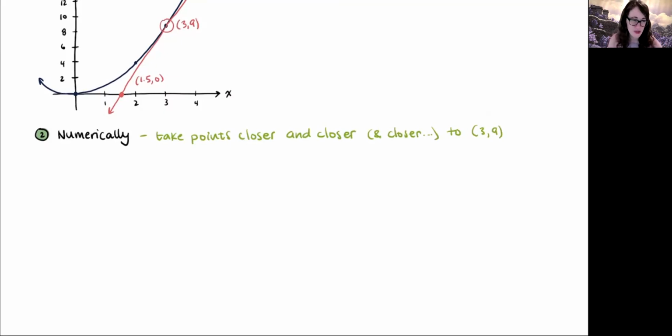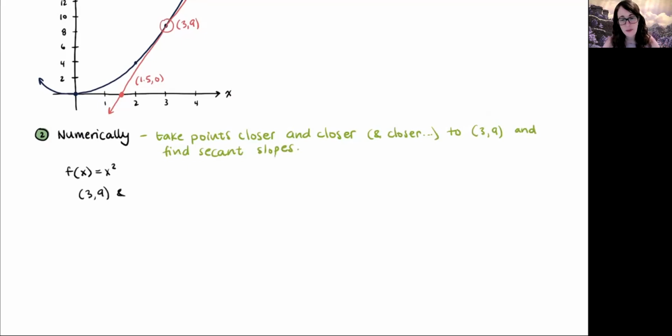Because we're just using what we know here, right? Slope goes through 2 points. So we're just going to take a point that's pretty close to (3, 9), and then find the secant slopes between the point that we're choosing and (3, 9). So here's our function, f(x) = x squared. So we know that the one point that we are looking at is (3, 9).